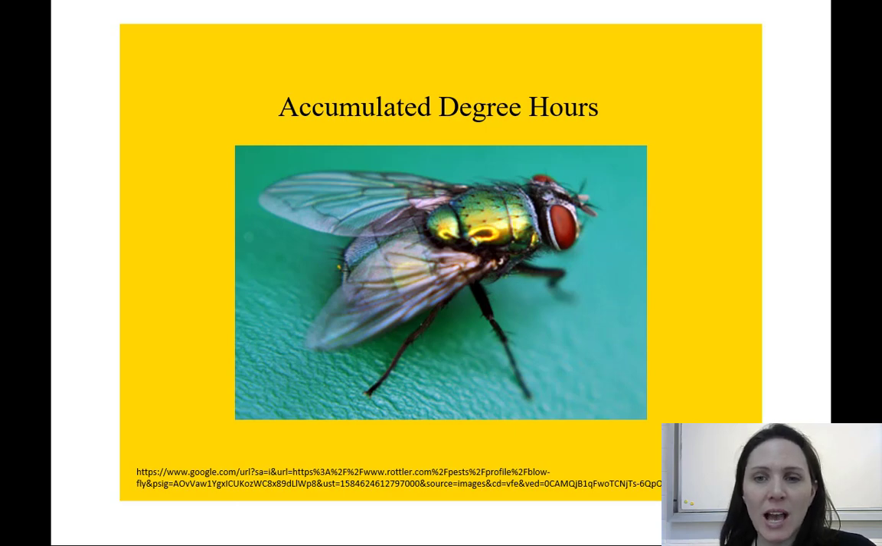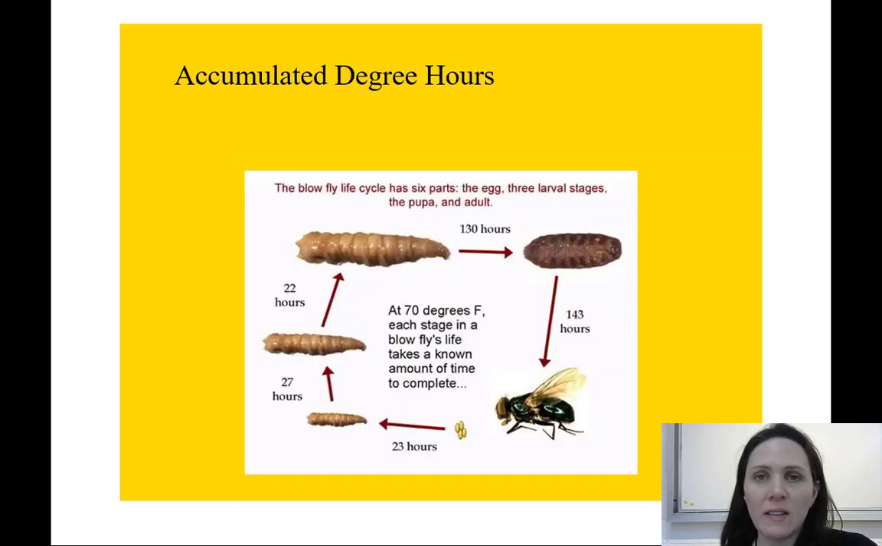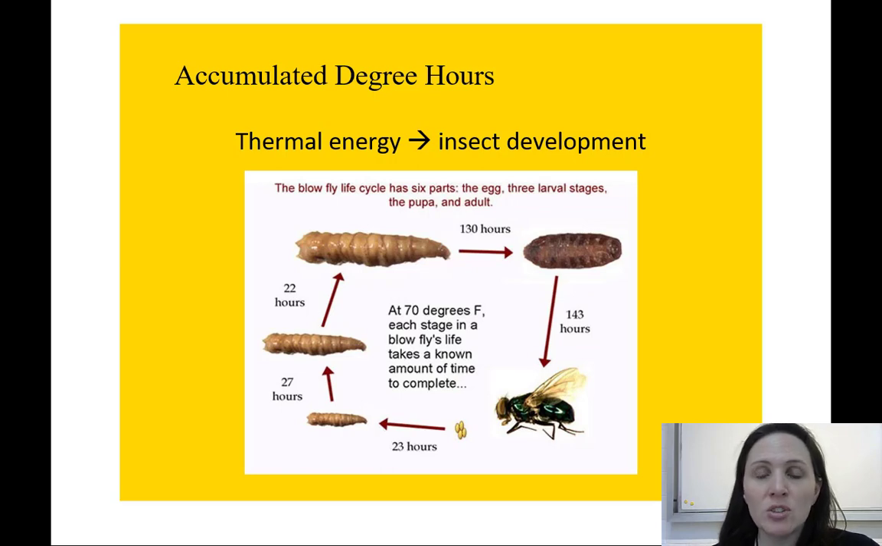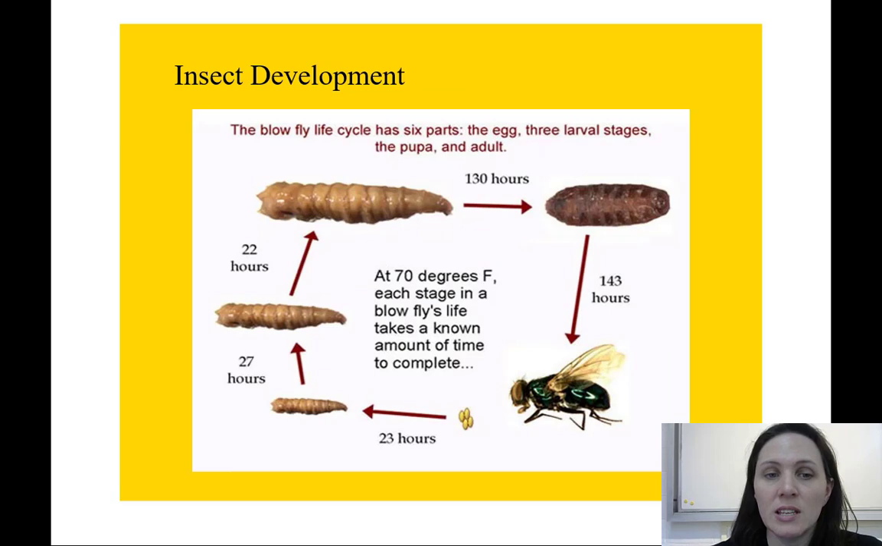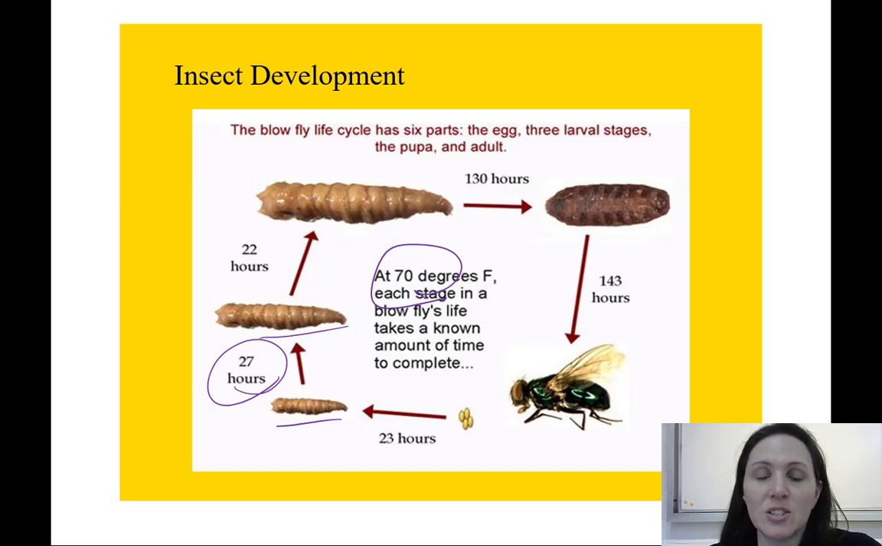So let's take a look at something we're familiar with now, the life cycle of a fly. We know that a fly goes through several stages in its life cycle, but it's important to note that each stage takes a certain amount of thermal energy in order to go from one stage to the next. For example, this diagram is telling us that at 70 degrees, our fly is going to take 27 hours to go from its first instar to its second instar, and so on throughout its phases of development.